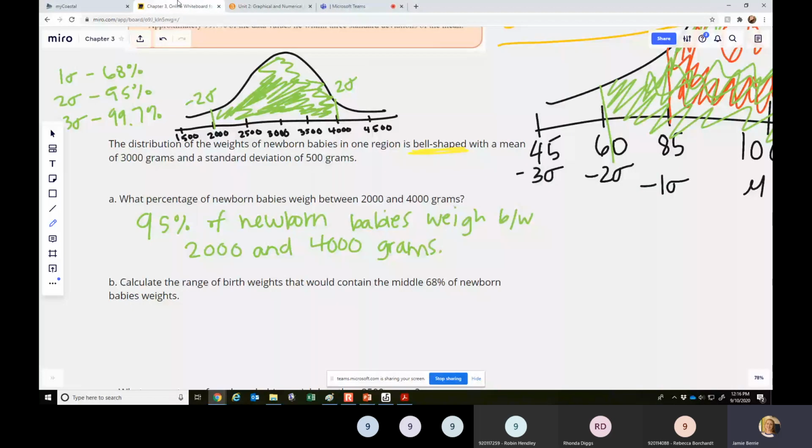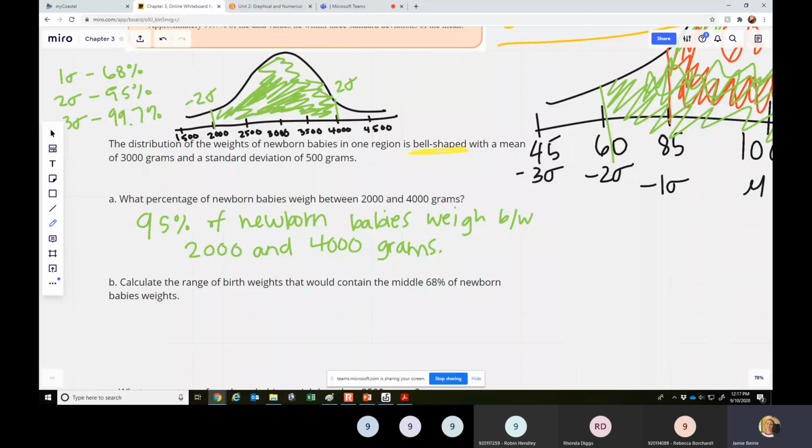Yes. Okay. So let's look at part B. This one's worded a little bit differently. It says, calculate the range of birth weights that would contain the middle 68% of newborn baby weights. All right, so the middle 68%, that's 1 standard deviation away from the mean. So we're going to look 1 standard deviation away from the mean. Let me change my color.